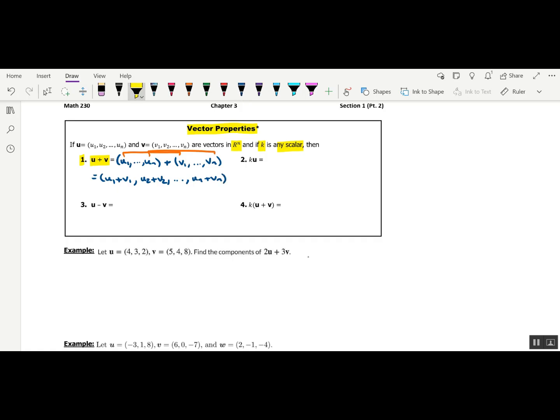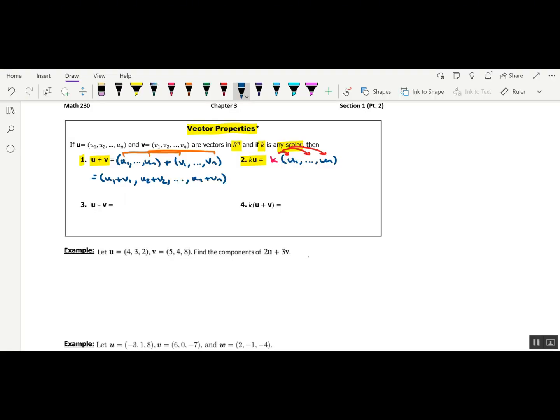Next, we'll move on to property 2, which is a scalar multiple times the vector u from n space. Let's first write this as k times vector u in component form, so parentheses u1 all the way down to un. The way that we can scalar multiply a vector in component form in any dimension is by distributing the scalar to all of the components of the vector. So the result would be parentheses k u1 all the way down to k un.